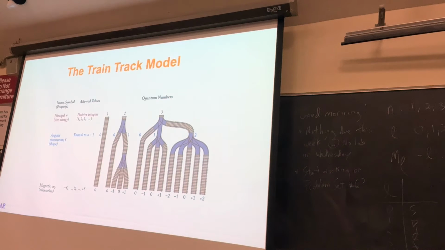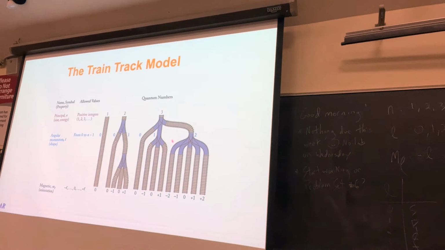Another thing that sometimes people will do is they think about these as train tracks, and this is cool too. Let's look at this one right here. This is n equals 3, which we just looked at. And on n equals 3, their L values are 0, 1, and 2. So the first separation here is for L values. And then when L equals 0, there's only M sub L equal to 0. So there's like a single track, all right?